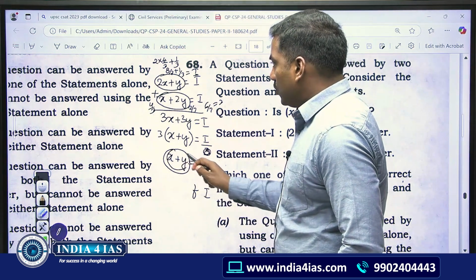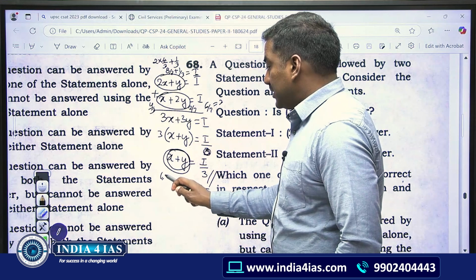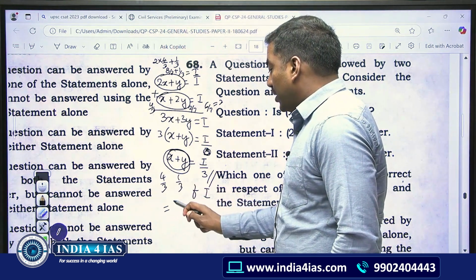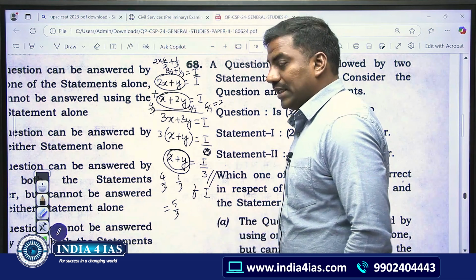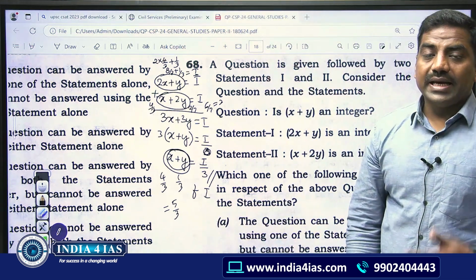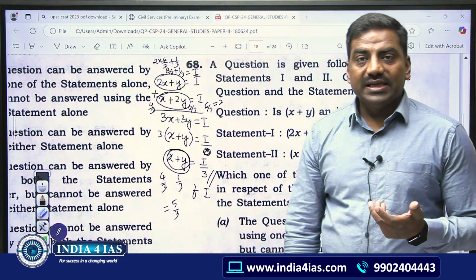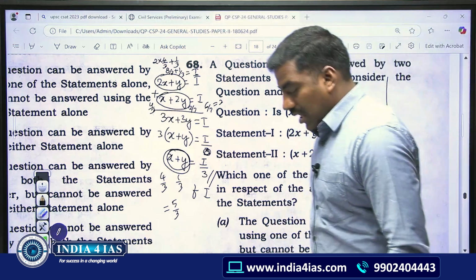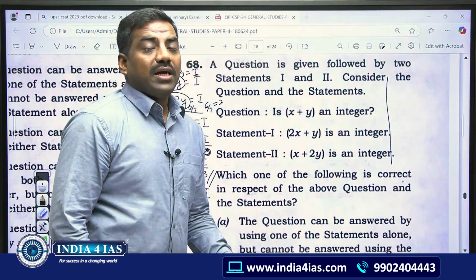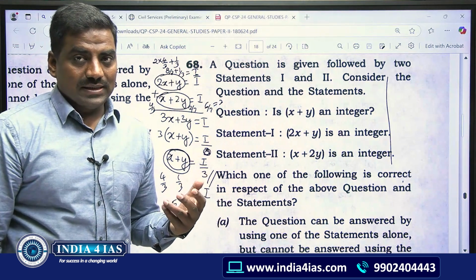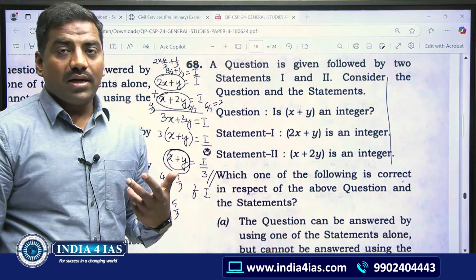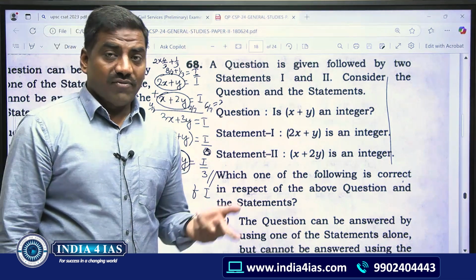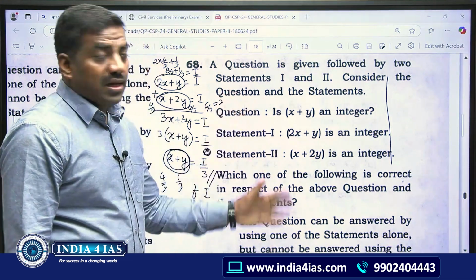But when it comes to x plus y, x is 4 by 3 and y is 1 by 3, my answer will be 5 by 3, which is not an integer. So even in this case, I cannot conclude whether x plus y is an integer or not. This is one of the toughest problems of this particular paper. People think that this is easy, but it is not that easy. When you have a clear-cut idea of what is an integer and what is a fraction, when we get an integer and when we get a fraction, only then can we conclude this.